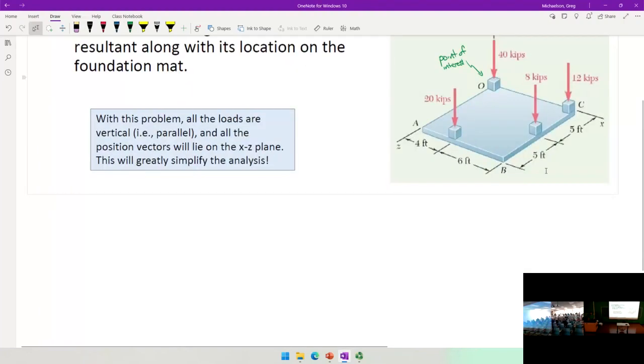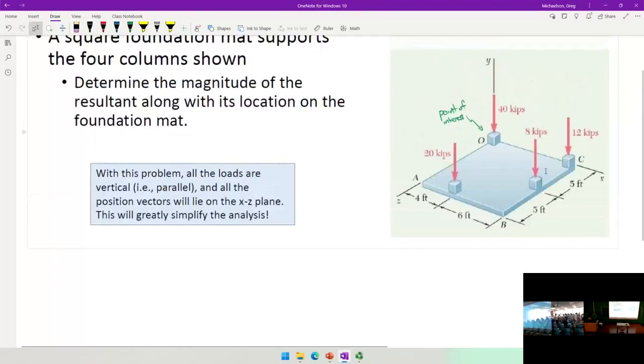So what we're going to do here for this problem is sum moments about this point of interest. What I'm going to need are 4 force vectors, and technically 4 position vectors. We'll look at that here in a second.